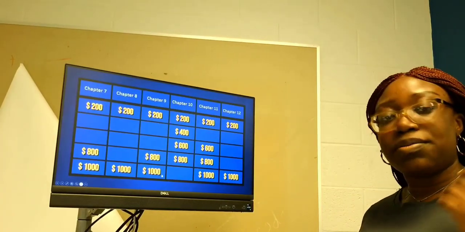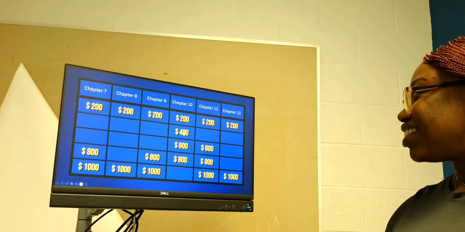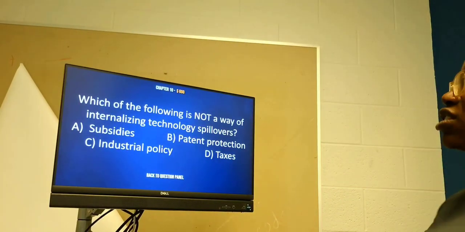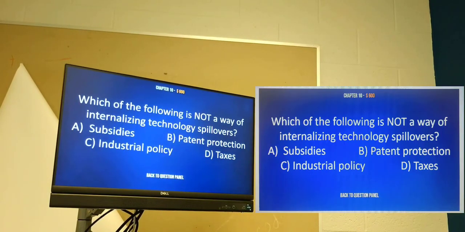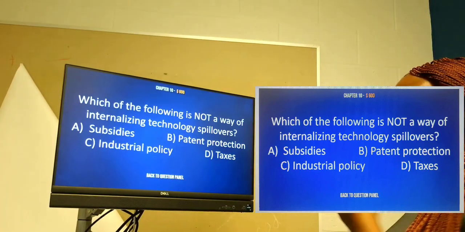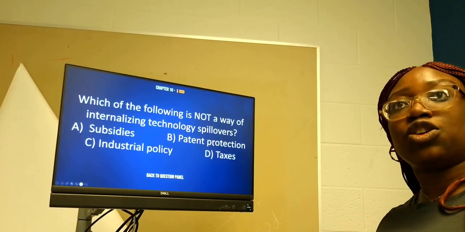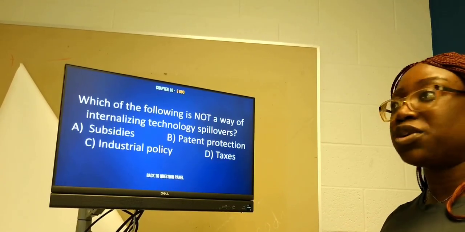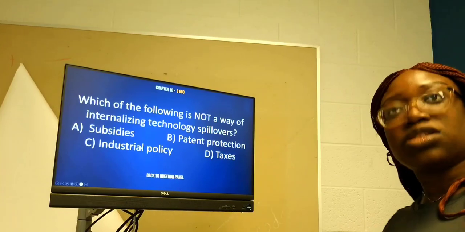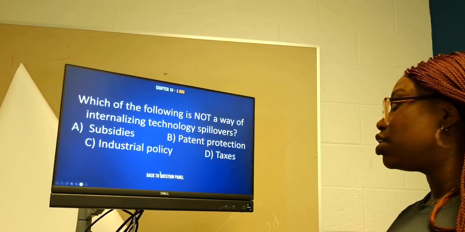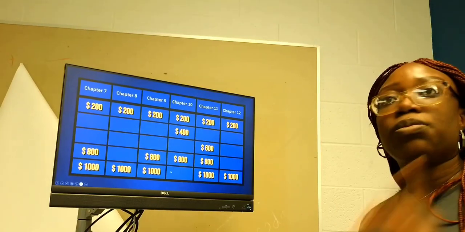Beautiful. Group 1, back to you. 10 for 600. 10 for 600. Which of the following is not a way of internalizing technology spillover? What's going to be the answer? That makes it more expensive, right? So that's the odd one out. Okay. Every other thing is good. Patent protection ensures that your technology is preserved, your idea is preserved. No one can steal your idea. Industrial policy is good. It encourages mass production. Subsidies is also good. It makes things more affordable, right? So taxes is the only odd one out. Great job. Group 2.